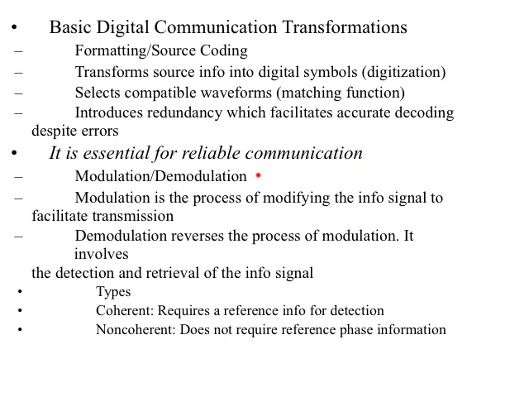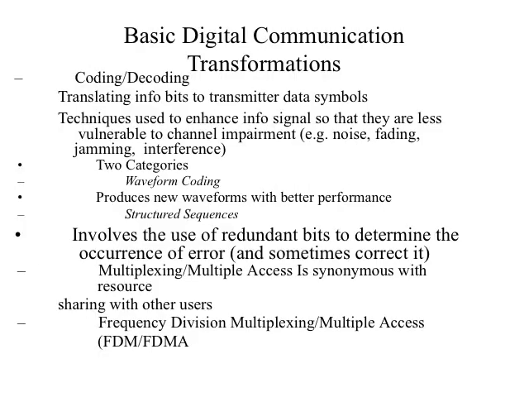Coming to the next one, that is modulation and demodulation. Modulation is the process of modifying the information signal to facilitate transmission, and demodulation reverses the process of modulation. It involves the detection and retrieval of the information signal. There are two types in this: coherent and non-coherent. Coherent requires reference information for detection, whereas non-coherent does not require reference phase information.